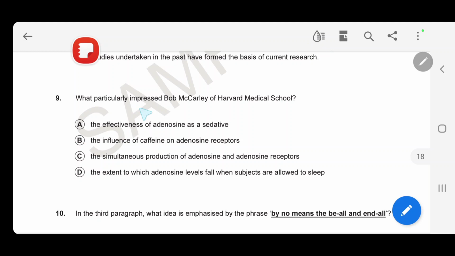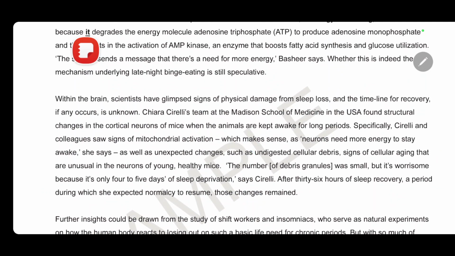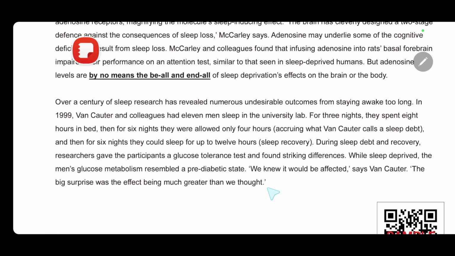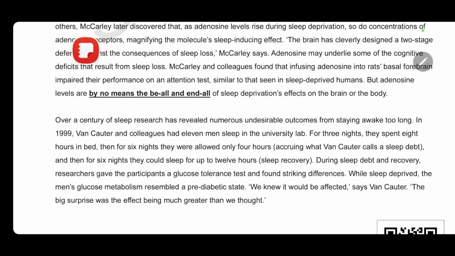Similarly, what particularly impressed Bob McCurley? You can go to the paragraph. In this part, you can see there are options mentioned, but every option has been mentioned with the word found, except one option that has been written as discovered. So that's why this is the answer. The rest of the options were 'found'. Found is not a surprising factor, right?